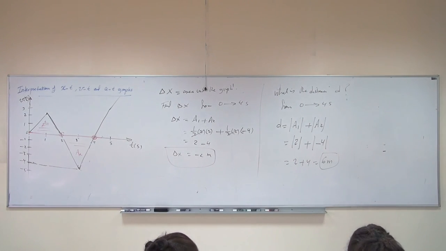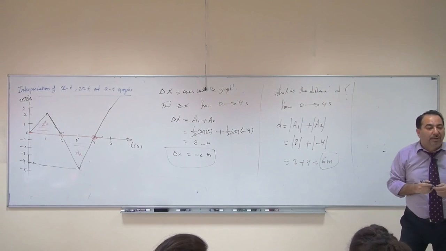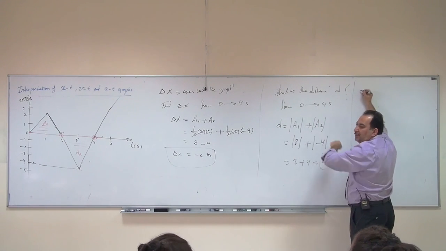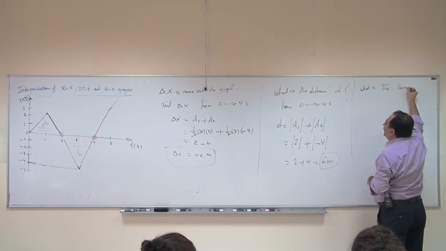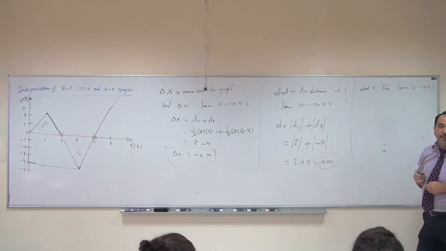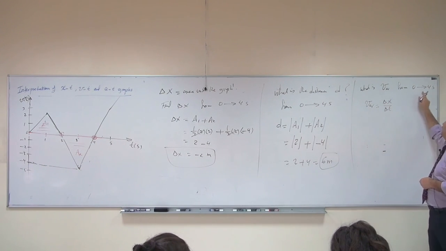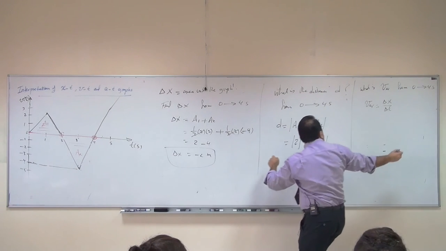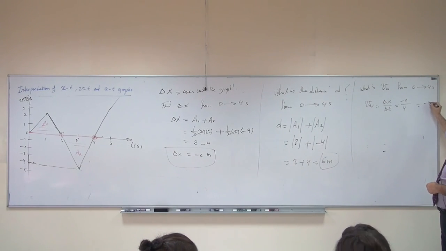What's the next question I can answer? Remember, if you know displacement or distance, what can you calculate? Average velocity and average speed. So, same question. What is V average from 0 to 4 seconds? What is V average equal to? How do you find delta x from 0 to 4? Area under the graph, we found it. How much is it? Minus 2. Over what? 4. Minus half. Meter per second.